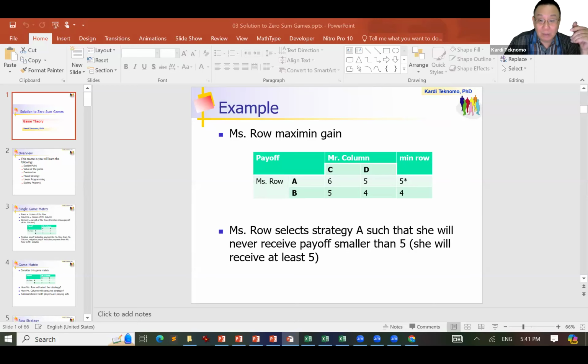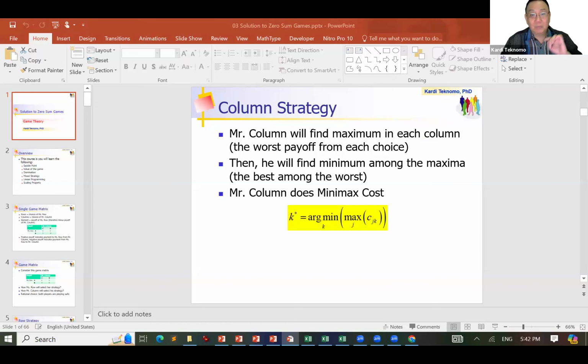So that means if Miss Row selects strategy A here, Miss Row is guaranteed at least 5. She will not get 4 if she chooses A. Okay. How about Mr. Column? Because this payoff matrix is for Miss Row, that means he will get the negative of that, right? That means Mr. Column will find the maximum in each column. What's the meaning? Maximum means the worst payoff for each choice.